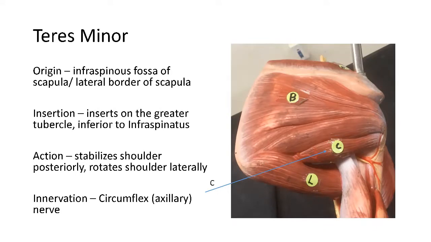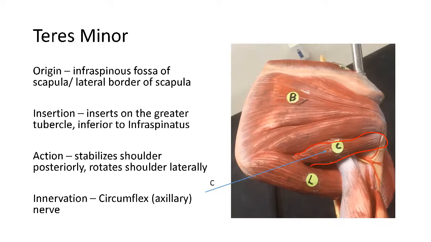Teres minor, remember I said that teres meant round? This is the small round muscle. It's tagged C on this model. You can see it here as I'm outlining it. Teres minor is also from the infraspinous fossa and the lateral border, so it basically tucks into the edge of the infraspinous fossa. It also goes to the greater tubercle, slightly inferior to infraspinatus. It is an absolute synergist to infraspinatus. It rotates the shoulder laterally. These two always work together. So infraspinatus and teres minor are synergists, and they stabilize the same direction, posteriorly.